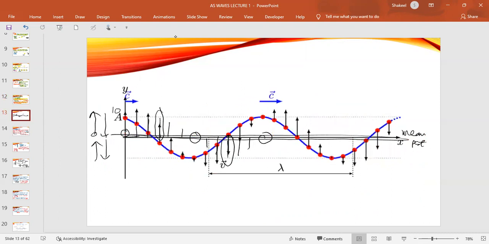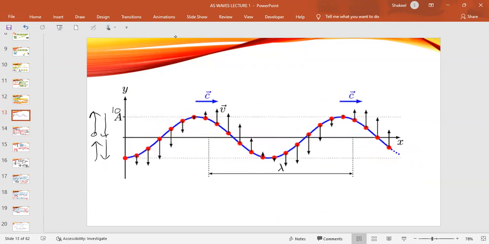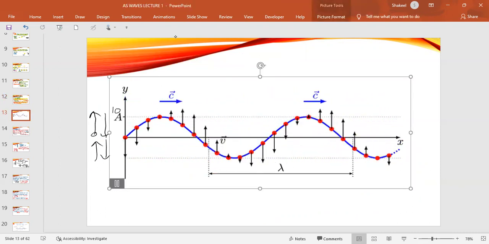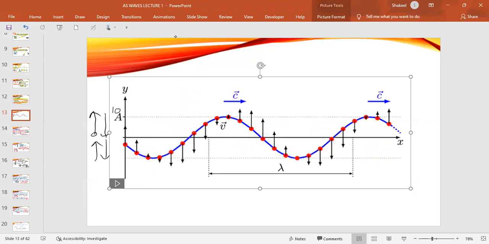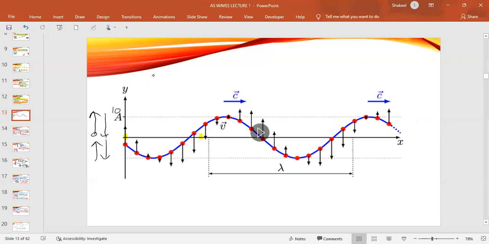You can see in this diagram how the particles are being displaced. If I stop it over here, you can see that all these red dots are the particles, and they are displaced from their mean line, which is the black line in the middle. This was the mean line, and all the particles were at this line. But when the source starts moving up and down, the particles also start moving up and down. So all the particles have different displacements.